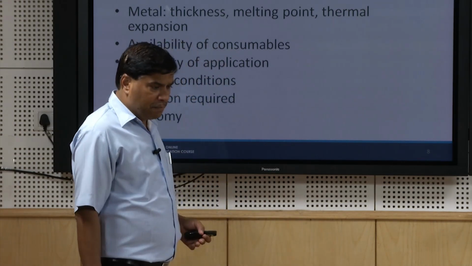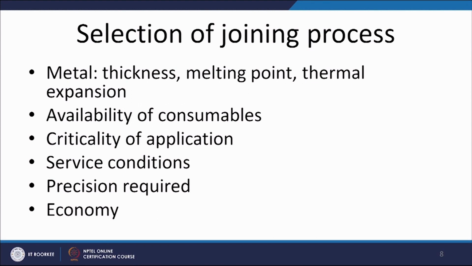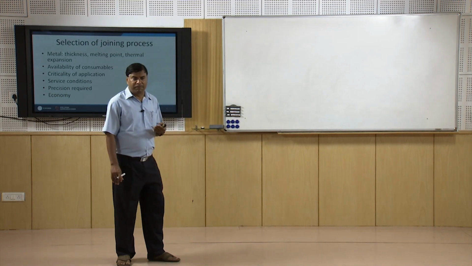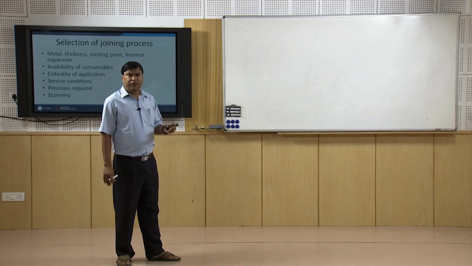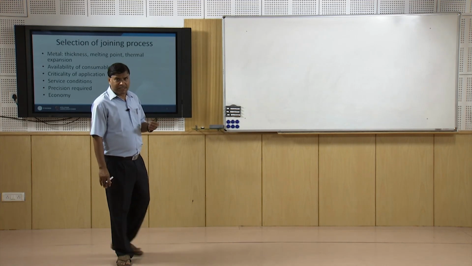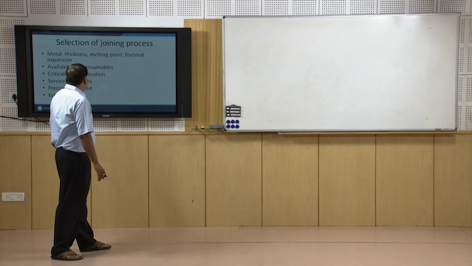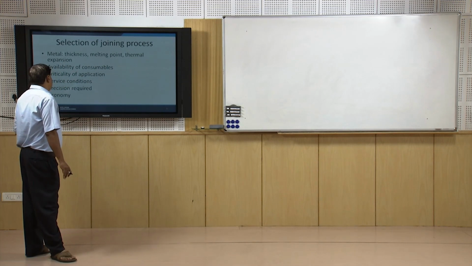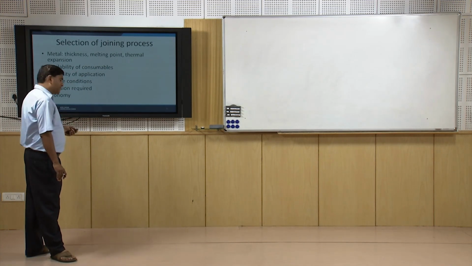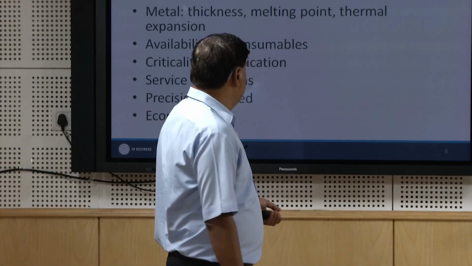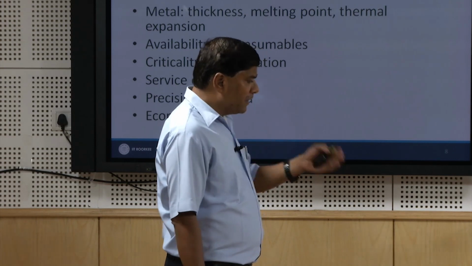Service conditions certainly play a big role in selection of the joints. If a special environment is involved, in the form of corrosion or involvement of chemicals or erosion etc., then we need to select the joint in such a way that it sustains the environment and the service conditions in the form of loading. And for the precision required, the welded joints offer somewhat lesser precision as compared to the adhesive joints and the mechanical joints. And so accordingly the joints are selected.